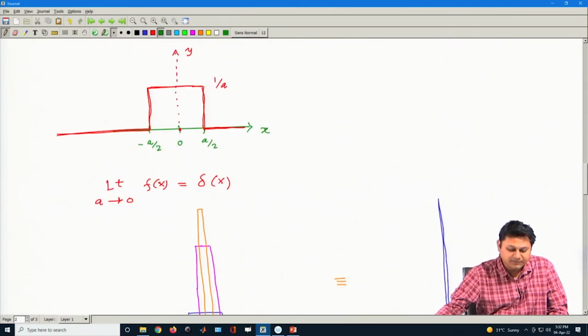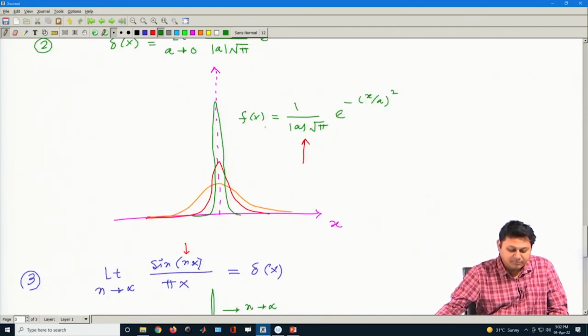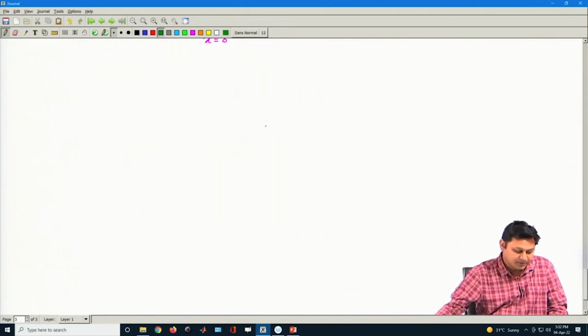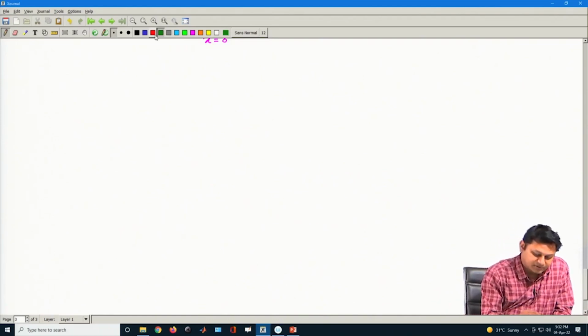So, these are a few examples of how the delta function can be realized with usual functional forms under certain limits. But the properties that we mentioned for the delta function are very important. Now, we will try to understand a few more properties of the delta function, or rather a few identities. The next thing we will understand is the delta function identities.